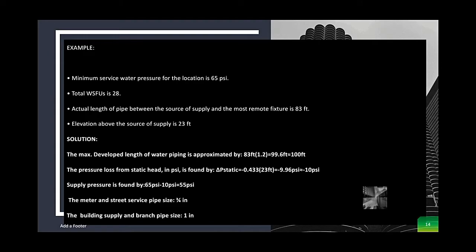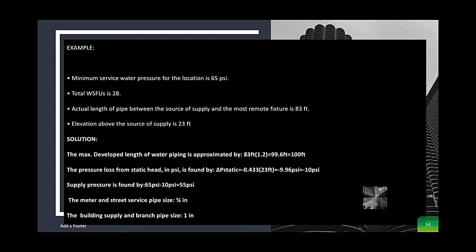Assume the following. Minimum service water pressure for the location is 65 psi. Total WSFUs is 28. Actual length of the pipe between the source of supply and the most remote fixture is 83 feet. And the elevation above the source of supply is 23 feet. So first, we have to obtain the minimum service water pressure for the location of construction. In this problem, given naman siya, so we have 65 psi.